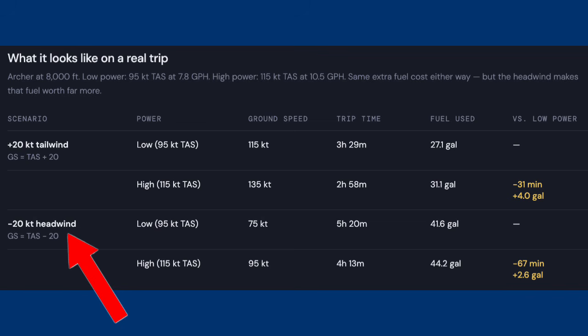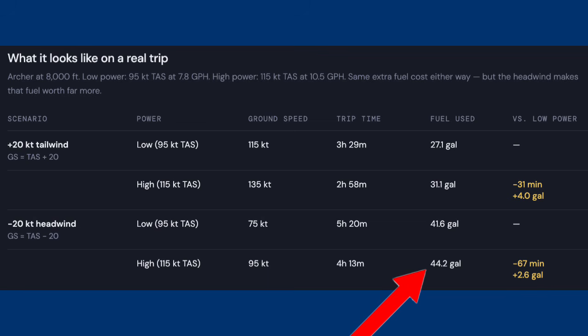So if we decide to bring that power back to 55% power, and we're only doing 75 knots, it's going to take us 5 hours, 20 minutes, and we're going to burn almost 42 gallons. But if we crank that power up to that high power setting, we are going to get up to 95 knots ground speed, and we're going to cut that trip time down to 4 hours and 13 minutes, and we're only going to burn 44 gallons.